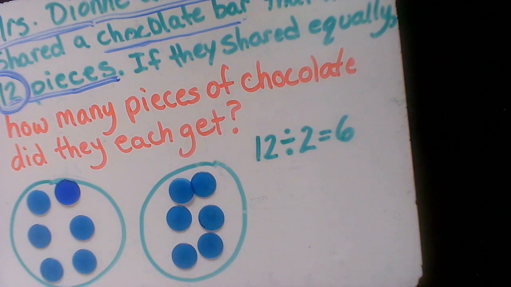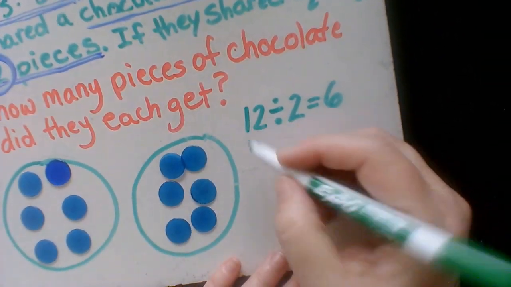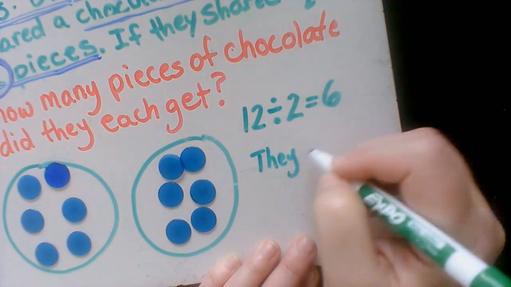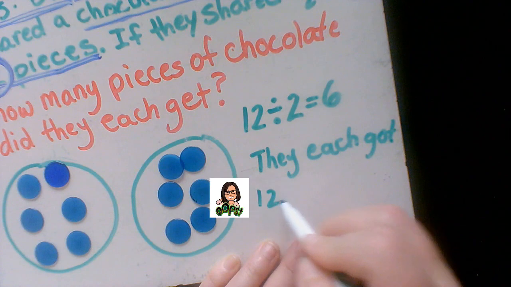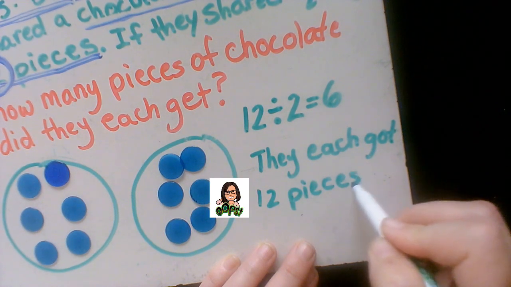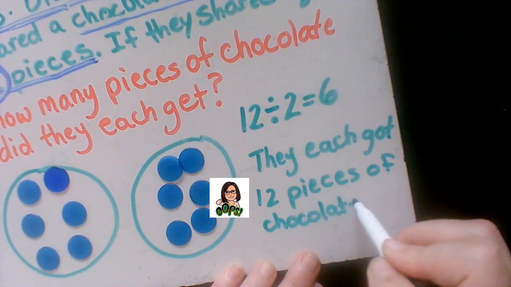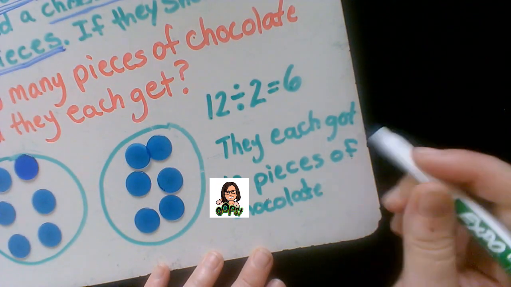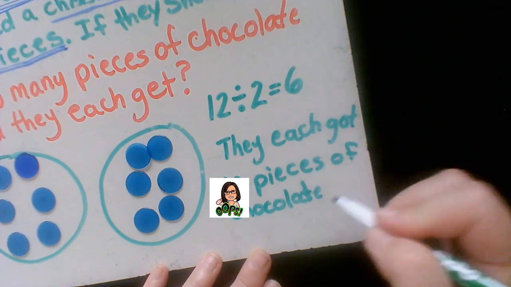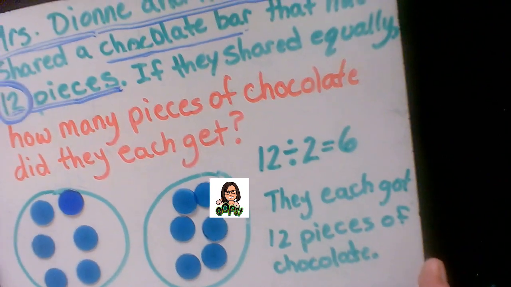But remember, this is a story problem, so I also need to answer in a sentence for my question. How many pieces of chocolate did they each get? They each got 6 pieces of chocolate. I think it was the yellow spelling group where we practice spelling chocolate. And we don't want a bare naked sentence, so make sure you've got a capital and a period, please. So there are all the parts.